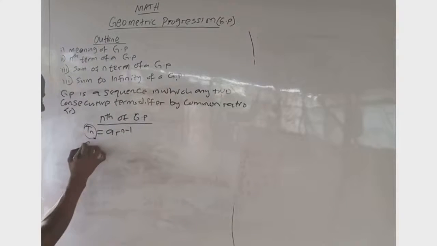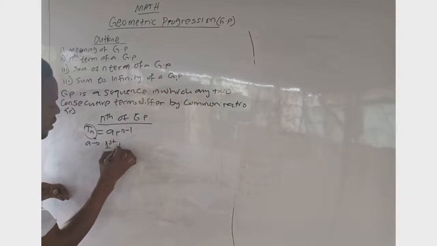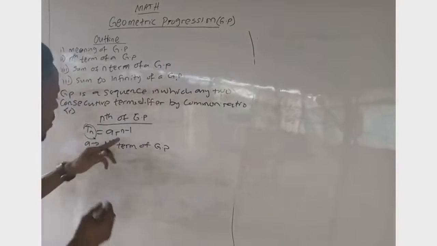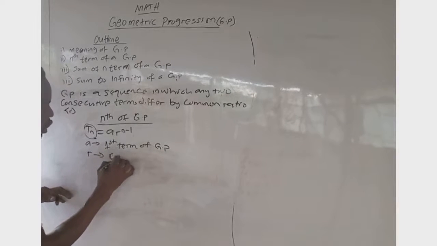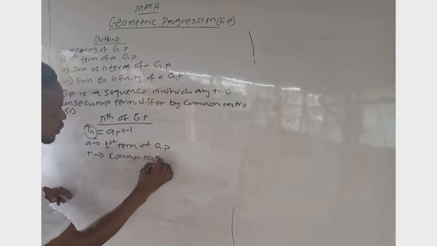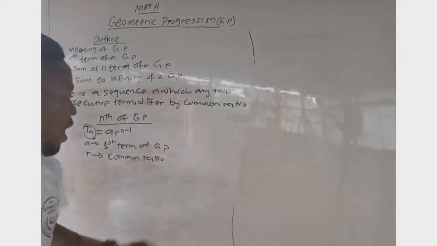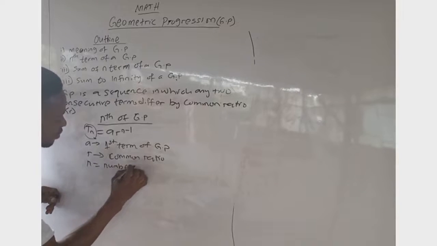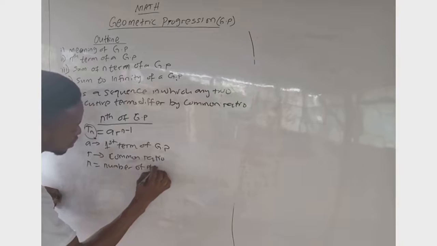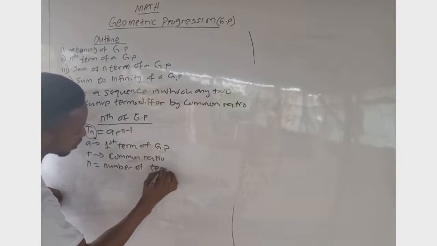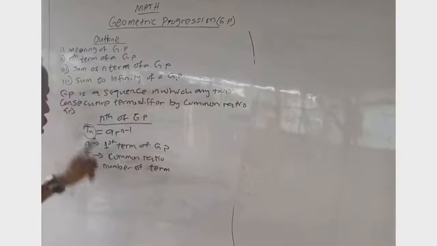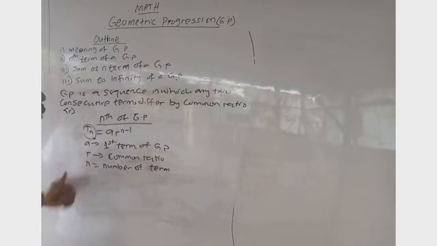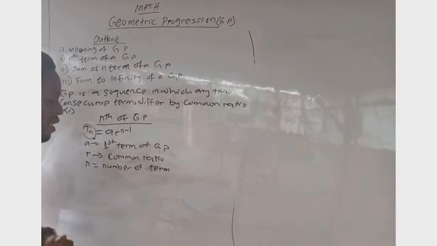Where is our a? Our a is the first term of GP. Where is our r? Our r is the common ratio of the GP. And where is our n? n is the number of terms. So Tn is the nth term of GP itself, a is the first term of GP, r is the common ratio, and n is the number of terms of the GP.